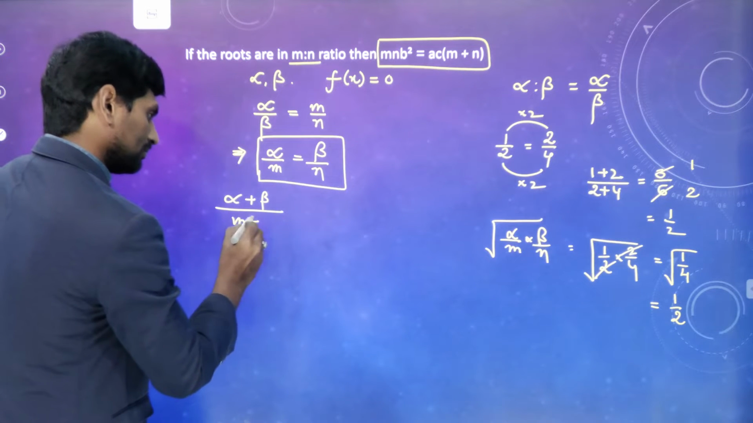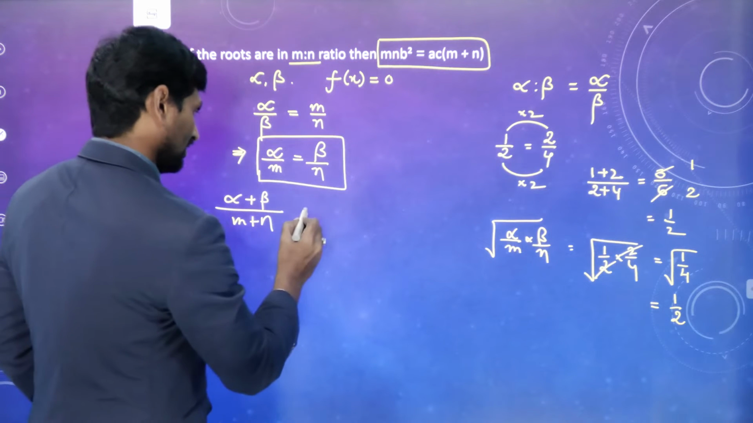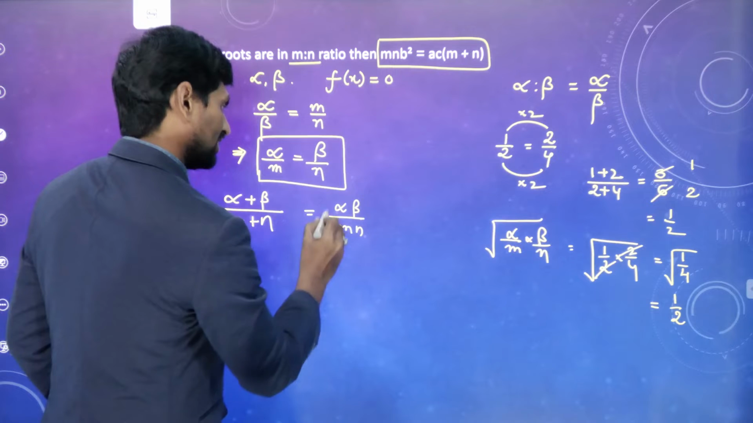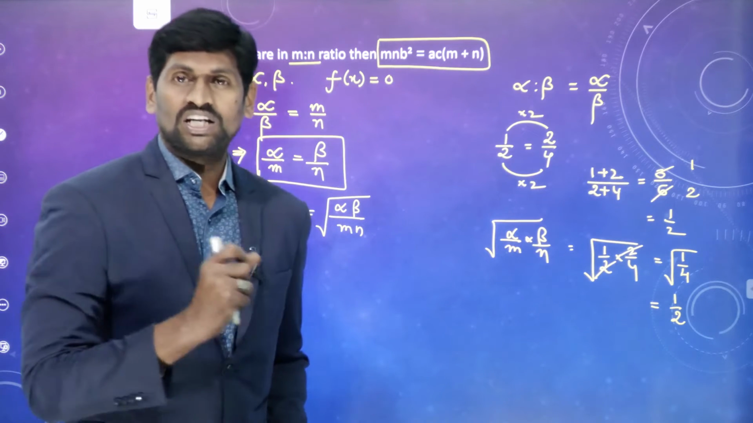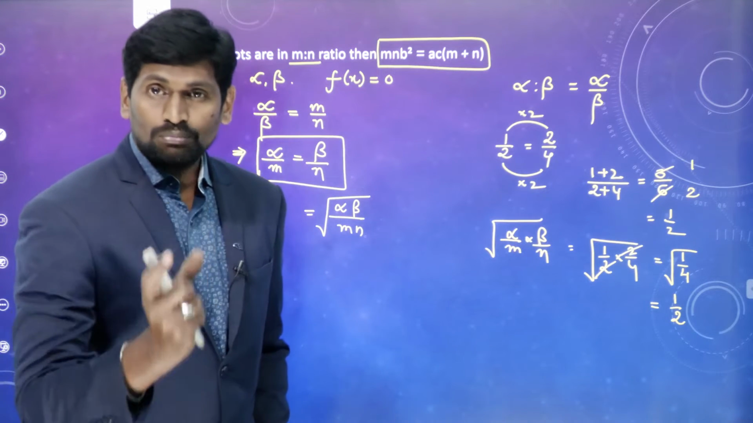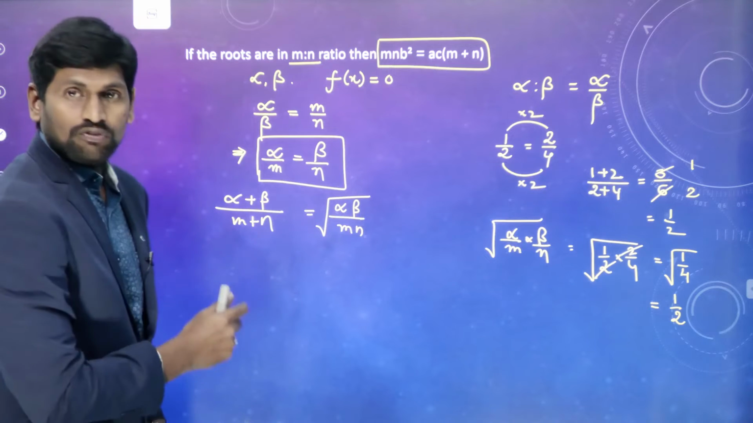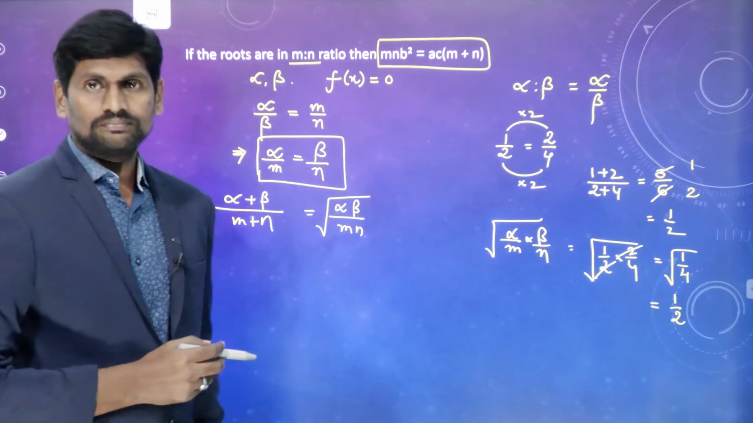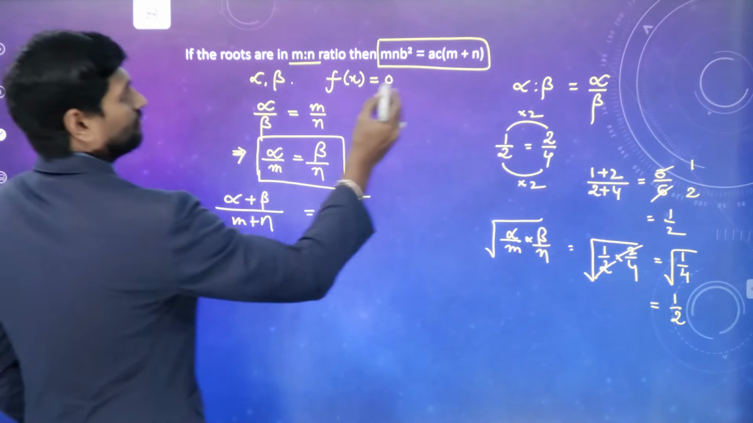Now I am going to take it in this form: alpha plus beta by m plus n equals to the square root of alpha into beta by mn. Why am I taking this? To simplify any quadratic equation, first of all, we should be aware of the sum of roots and product of roots. That's why I am converting into the form of alpha plus beta, the sum of roots, and product of roots. Okay? What is the general form actually?